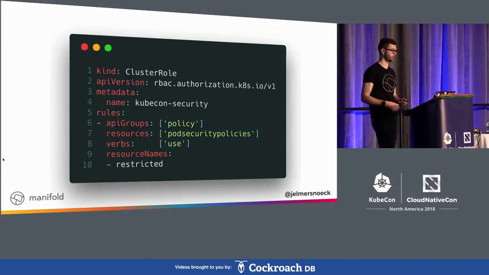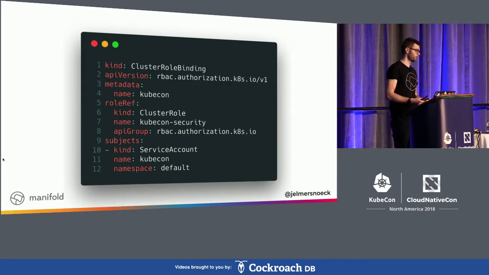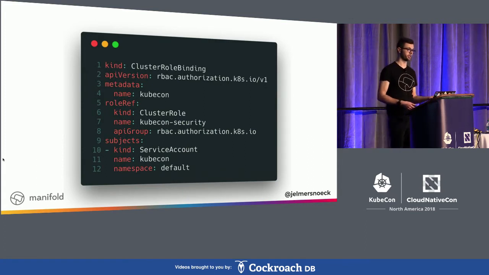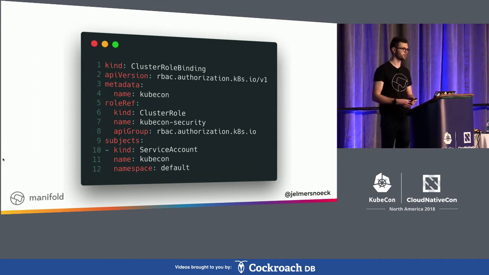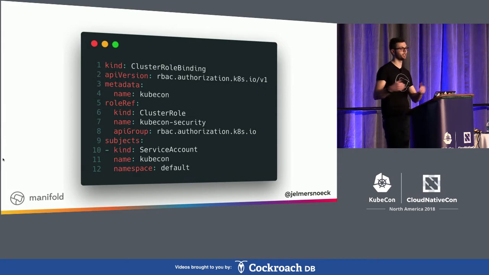So what we're going to do with this cluster role here is define that we're going to use these pod security policies, and we're going to reference the one that we created earlier, the restricted one. We can now also link that to the service accounts that we created earlier by referencing that cluster role. So we say KubeCon security, and then we link that to a subject. In this case, our subject is a service account. You also have some different ones, but we're not going to go into that. So we link that to the KubeCon service account now.